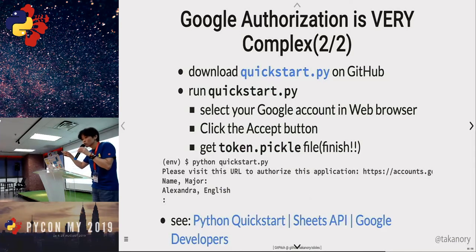Run quickstart.py, select your Google account in the web browser, and click the accept button. Then it authorizes your account. At last, we get the token.pickle file. This is an important file.